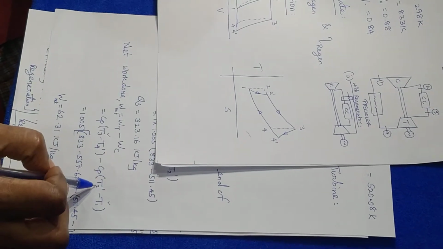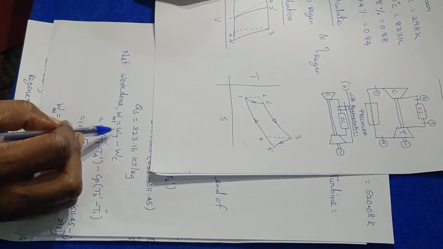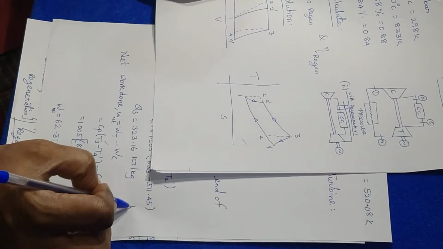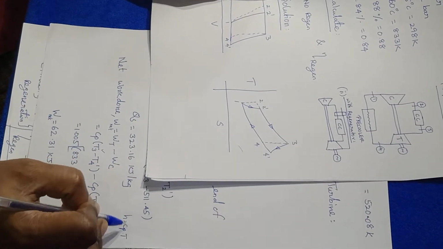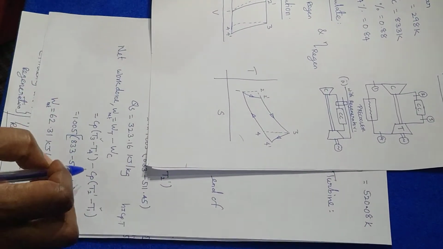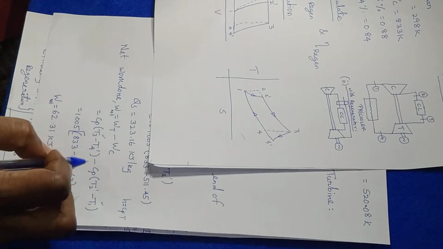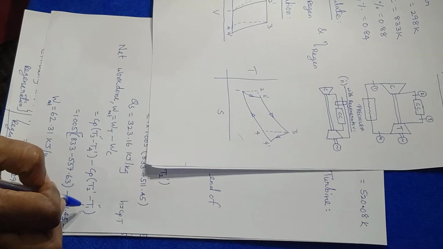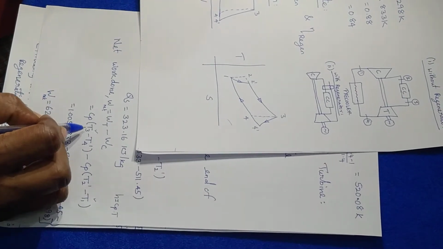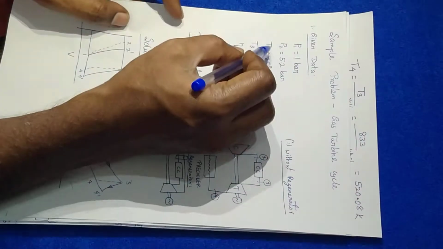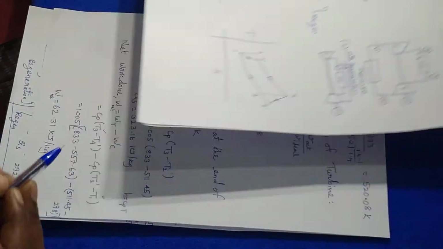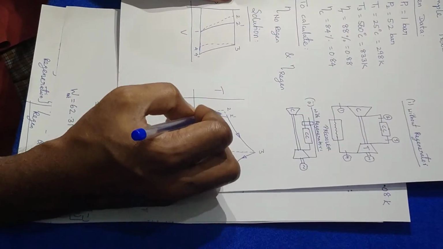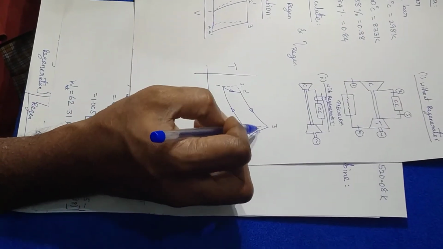So Cp into T2 dash minus T1, because we are going to find the work done by the turbine and work input required to run the compressor, or in terms of enthalpies, we know H is equal to Cp into T. Therefore, H3 minus H4 dash is nothing but Cp into T3 minus T4 dash, and H2 dash minus H1 is nothing but Cp into T2 dash minus T1. In this equation, T3 and T1 are given in the problem itself. We want to find T4 dash and T2 dash. So T2 dash is coming in compressor and T4 dash is involved in turbine.